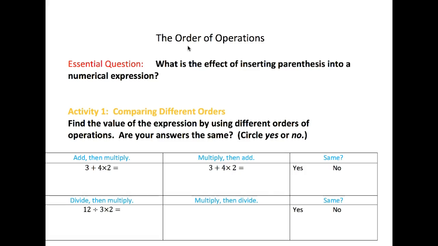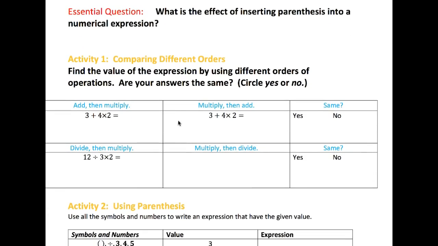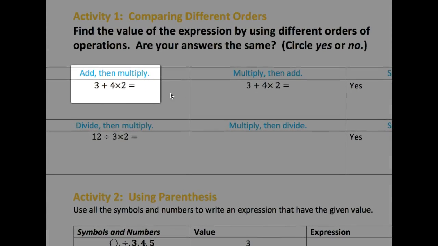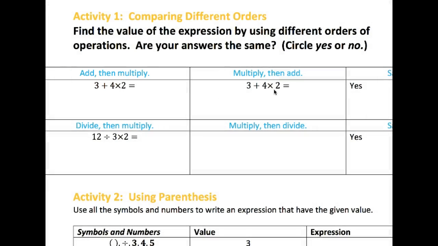Should we do it left to right like we could read a textbook? So the idea here is, can we just perform any of these operations, or should we follow something very specific? Okay, so let's take a look at activity number 1. You're going to be comparing different orders. Notice how here we have 3 plus 4 times 2, and then 3 plus 4 times 2.